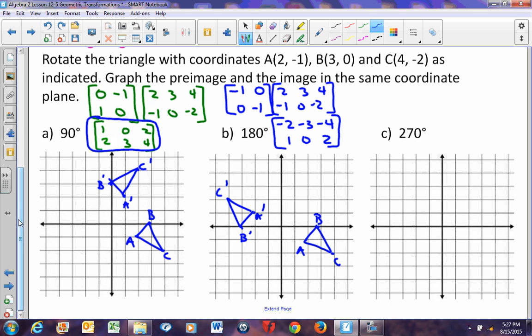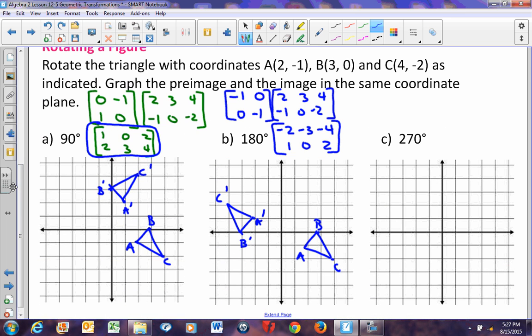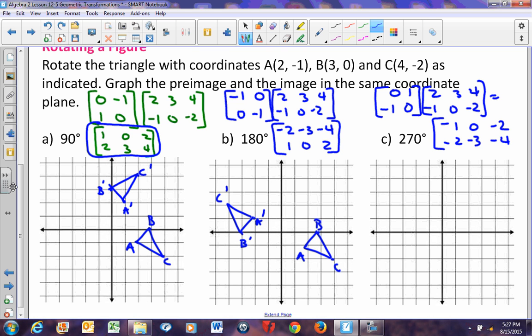C prime, 180-degree rotation. And last but not least, 270-degree rotation. The 270-degree rotation is 0, 1, making 1, 0. We'll multiply that by 4, 2, and you do 1, 0, 2, 2, negative 3, negative 4.